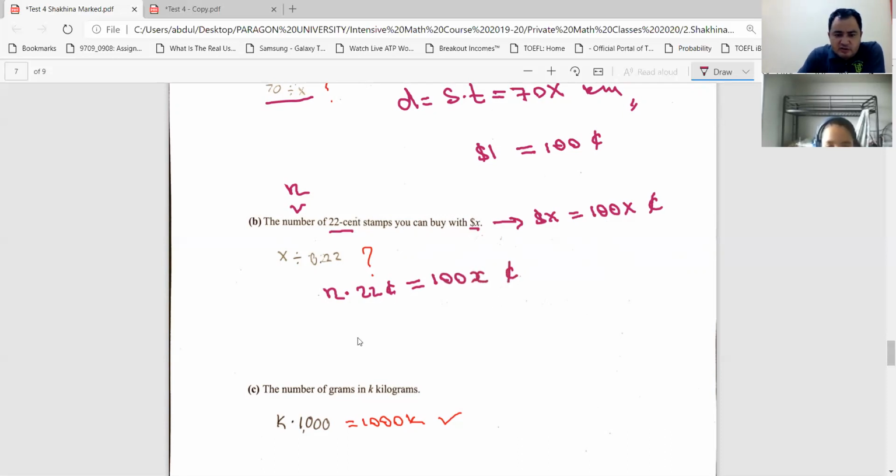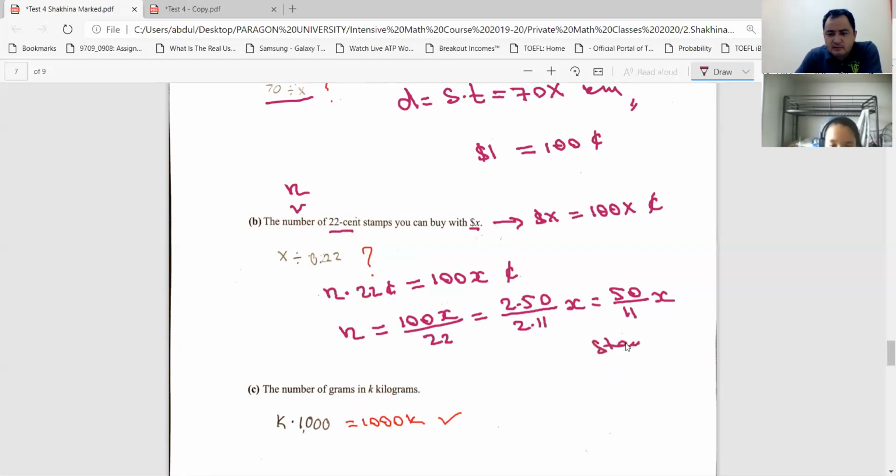Now they cancel each other. We need to find N. N equals 100X over 22. So now I can simplify this because 100, we can write it as 2 times 50. 22 is 2 times 11. So that's equal to 2 times 50 over 2 times 11. Here we have X. 2 is a common factor. They cancel out each other. What we have here? 50 over 11 X, what is it? Stamps. So if you have X dollars, and if one stamp is 22 cents, then we can buy this many stamps for X dollars.